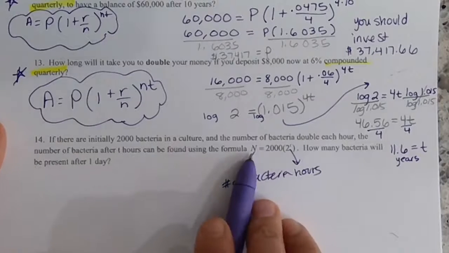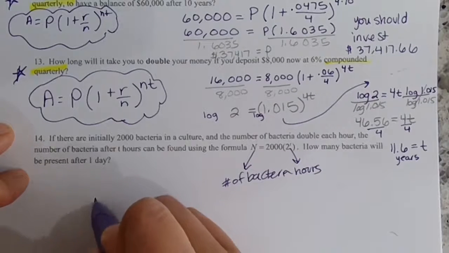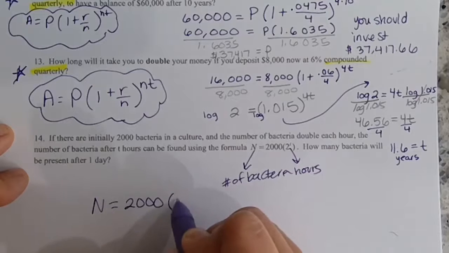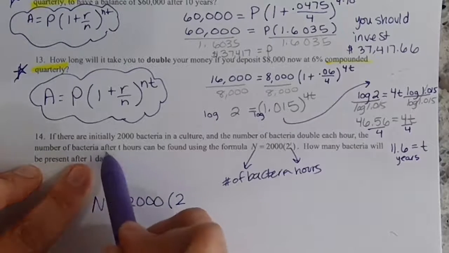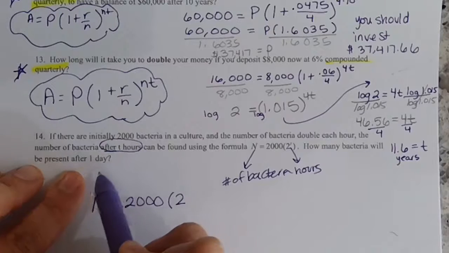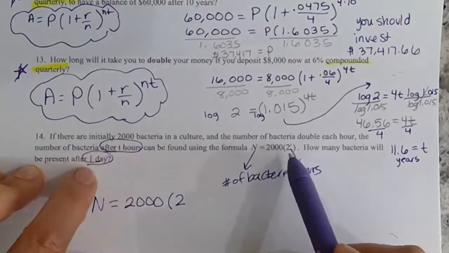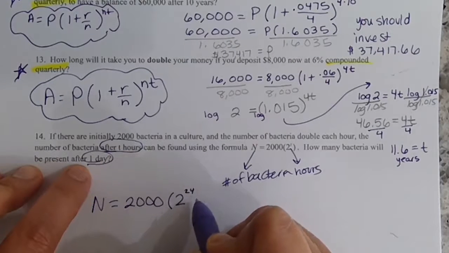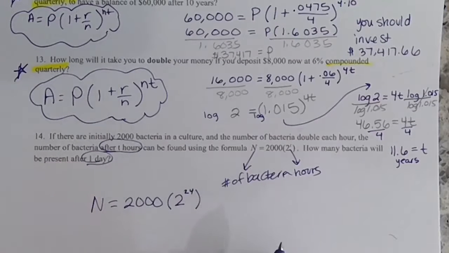How many bacteria will be present after 1 day? Okay, so we're trying to find out the bacteria. So what number do I plug in for T? 1? No, it's not 1. That was a trick question. This is in T hours, and they want to know how much is present after 1 day. So if this is in hours, well, 1 day has to be 24. And this number is going to be big. I don't even know if my calculator would do it. Let me see.